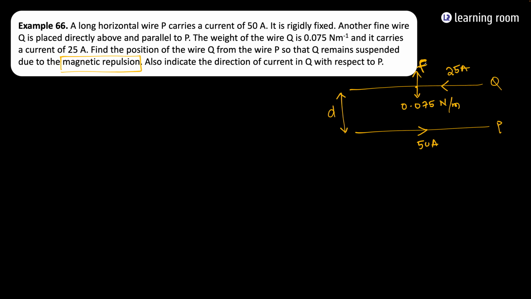Right? It is going to be in the upward direction. Am I clear? Right. So that's what they asked. Also indicate the direction of Q with respect to P. So P is in the rightward direction, Q is in the leftward direction. Okay. Now tell me, what is the force per unit length that is acting?